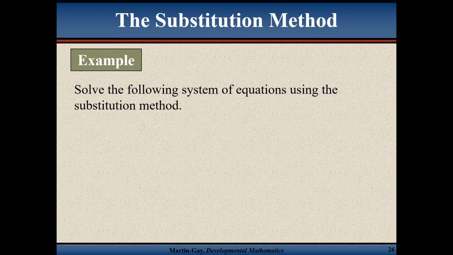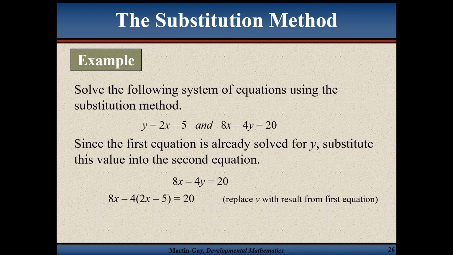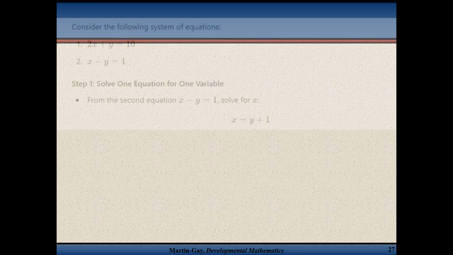So solve the following using substitution method. So y equals 2x minus 5 and 8x minus 4y equal 20. Since the first equation is already solved for y, substitute this value into the second equation as you see in there. So replace y with the result from the first equation. Then use the distributive property, 4 times 2x, 4 times 5, you get negative 8x plus 20 equal 20. And simplify the left side, you get 20 equal 20.